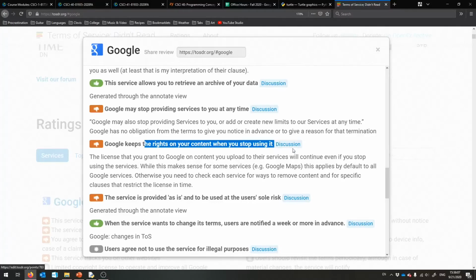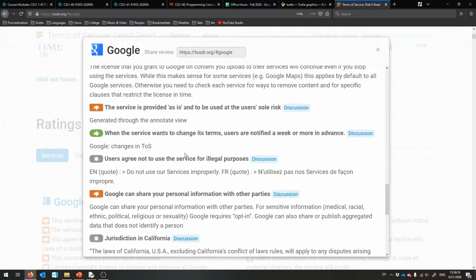Keeps the right to your content when you stop using it, which is funny. So yeah, this applies to many things, like the rights to your images that you take and store on Google Images, perhaps. Who knows?